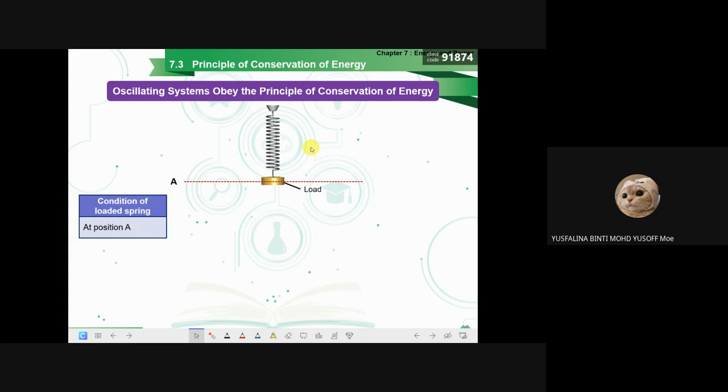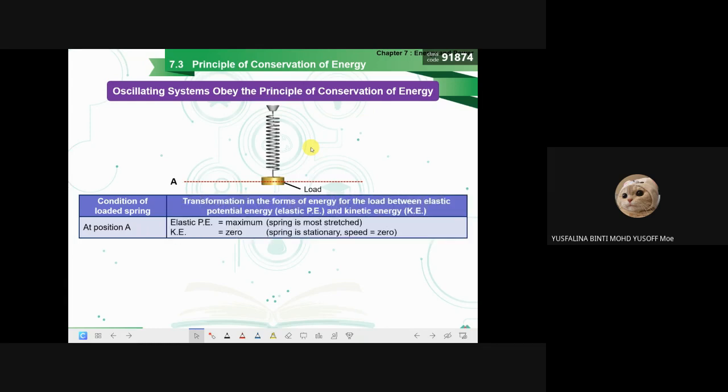So at position A, you put the load. Of course, you already know, now the spring has elastic potential energy because it will be stretched. So at point A, the EPE, the elastic potential energy, is maximum because the spring is more stretched at this time, and the KE is 0 because the spring is not moving now. So the elastic potential energy is maximum because the spring is stretched at the highest displacement, and the kinetic energy is zero.